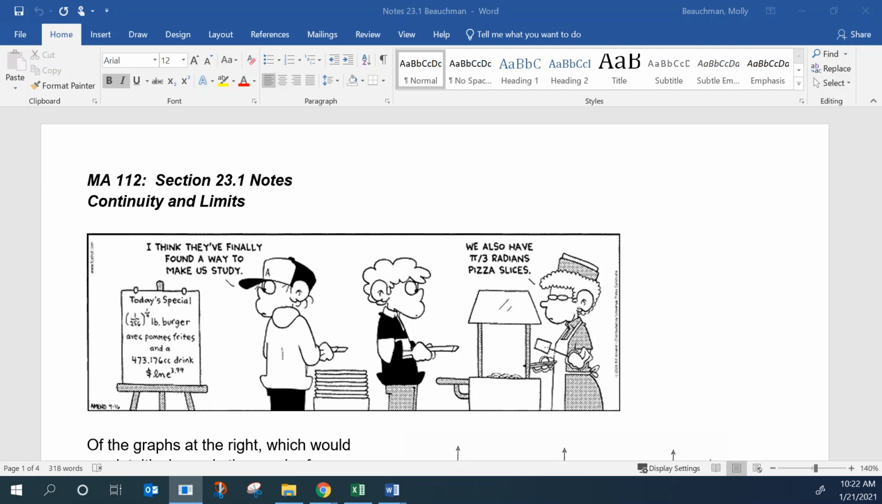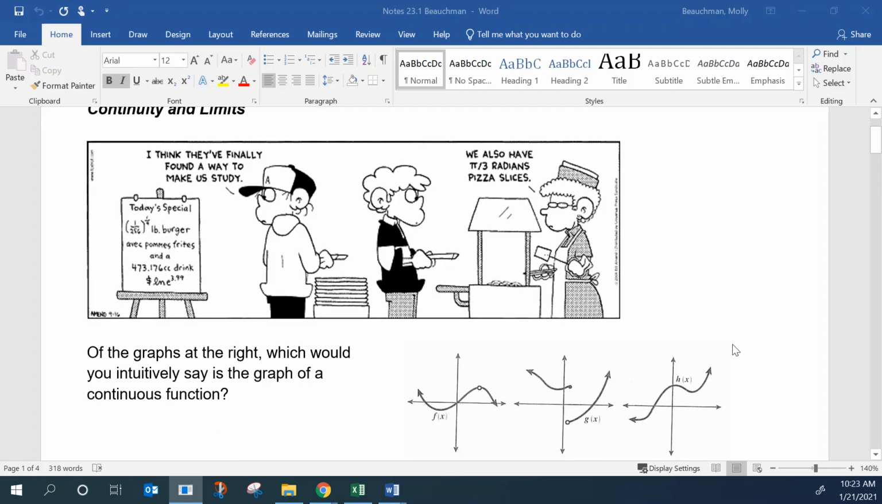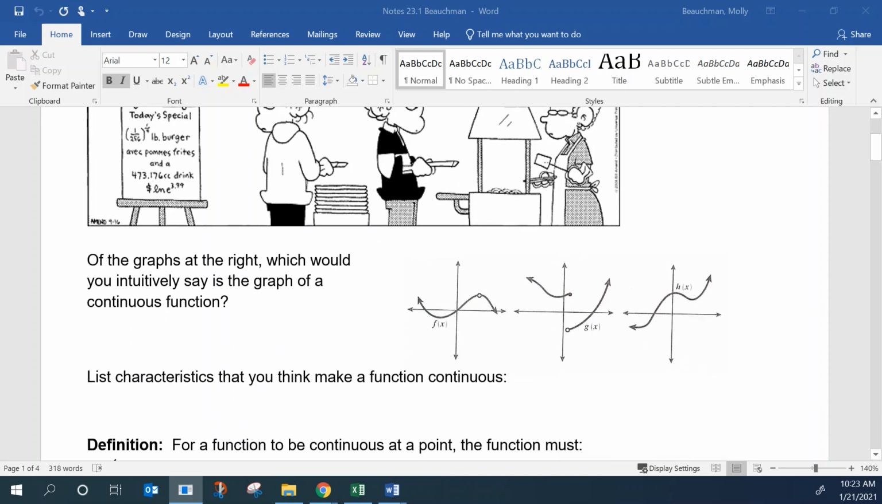In this video, we'll take a look at the first part of notes for section 23.1, which is continuity. So on the graphs at the right, which would you intuitively say is the graph of a continuous function? As we take a look at the graphs on the right, notice that the first one has a hole in it.